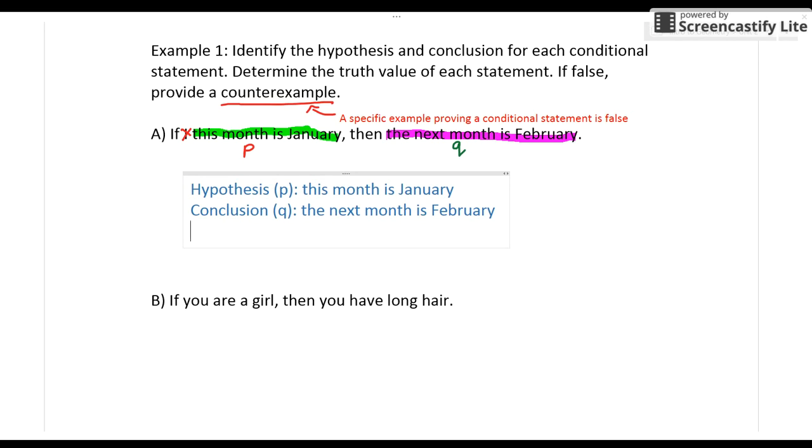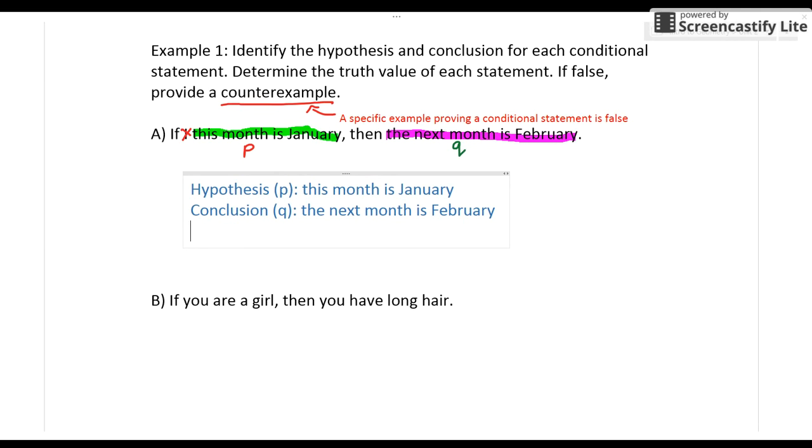So now that we've identified the hypothesis and the conclusion, to determine the truth value, you always want to look at what the hypothesis is. So that's the condition. No matter what happens, the hypothesis will be true. Okay, so we're always going to consider if this month is January, then is the conclusion going to work out? So if this month is January, that's what we're taking as given, right? Then will the next month be February? That's how you can determine the truth value.